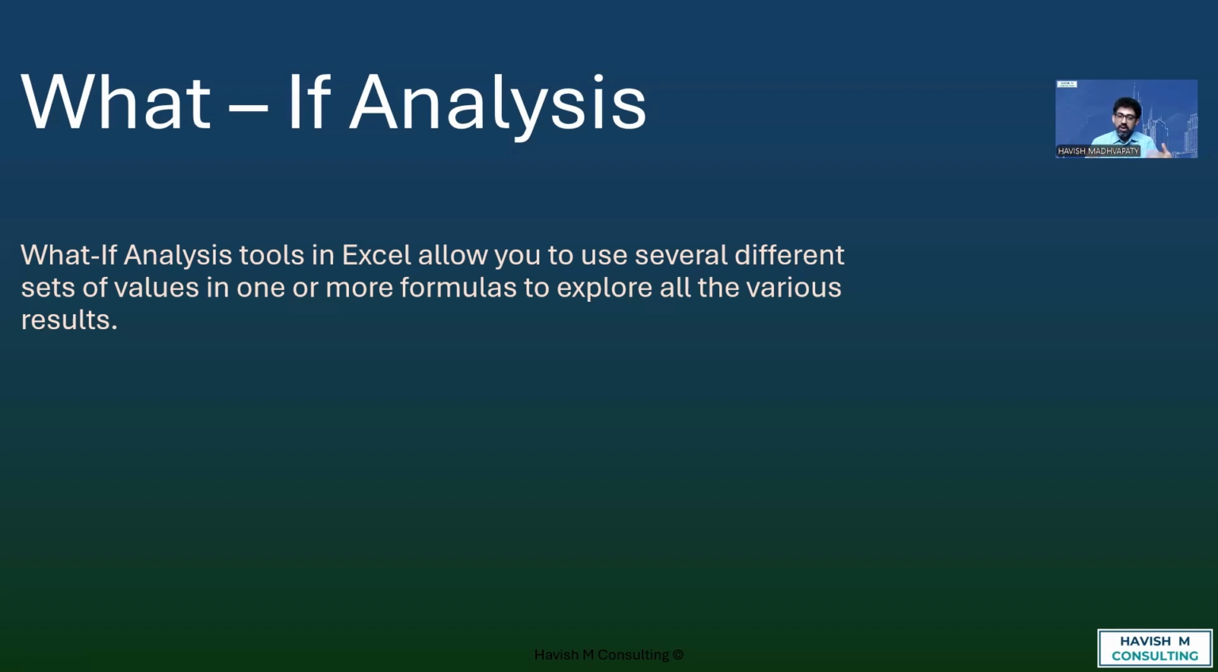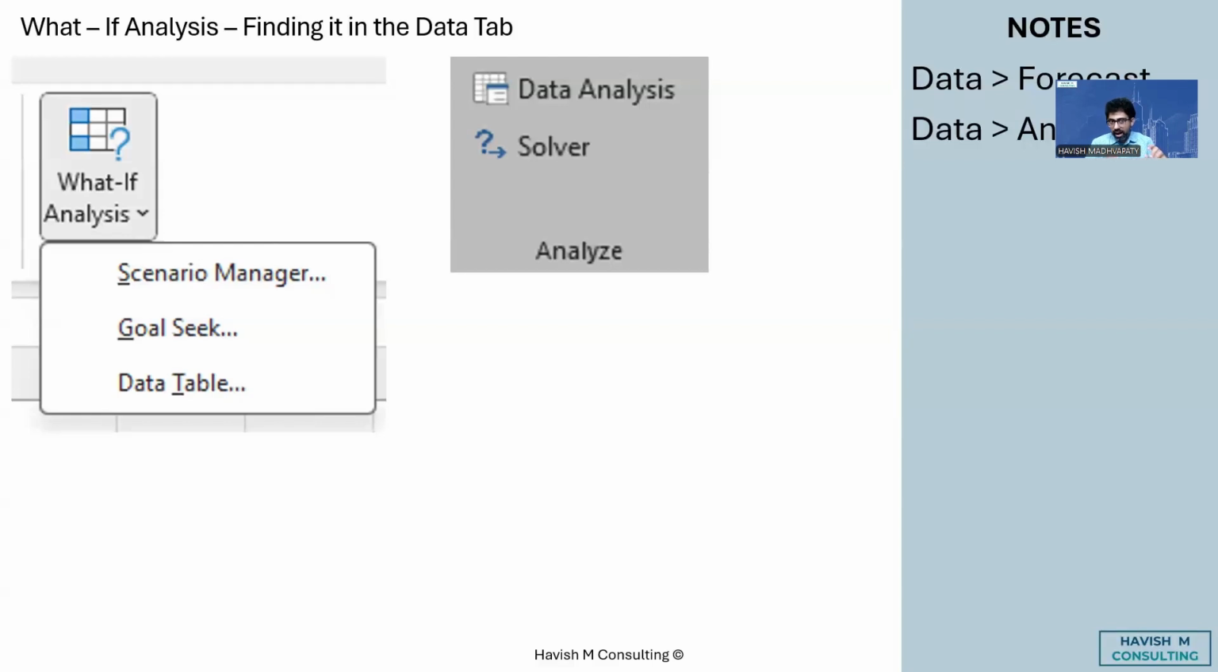But the fact of the matter is that we are always doing a what-if analysis, which means we ask ourselves: what if one of the values changes, what impact will it have on the final result? Now, under What-If, Scenario Manager, Goal Seek, and Data Table are already there. So you don't have to do anything about it.